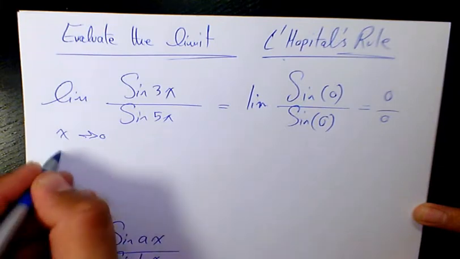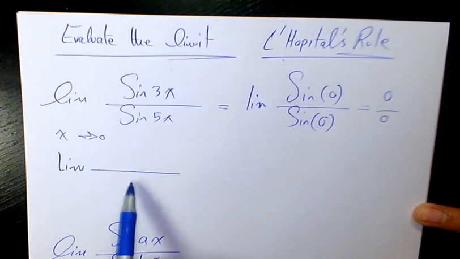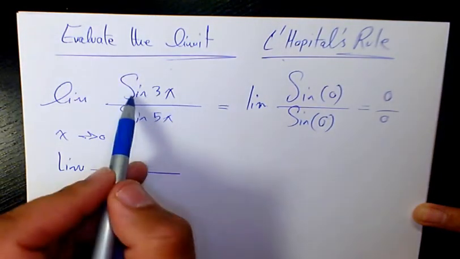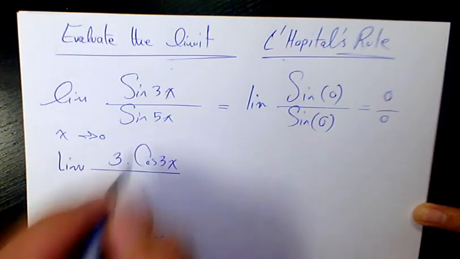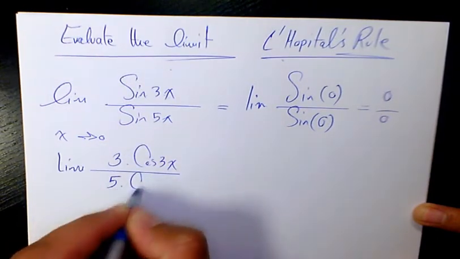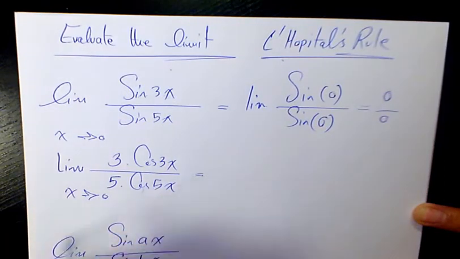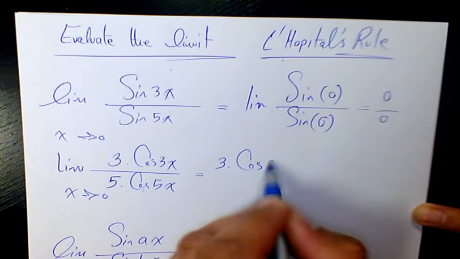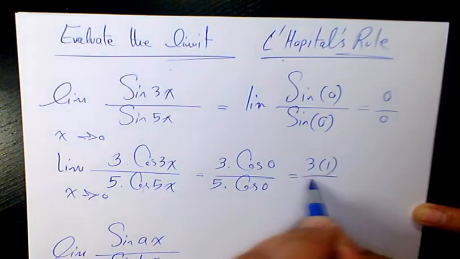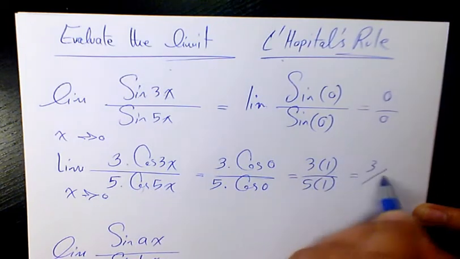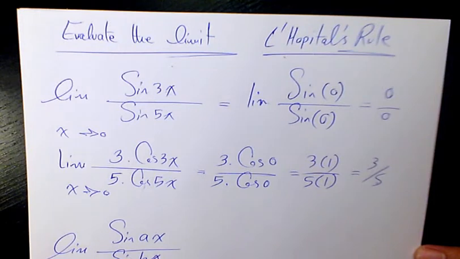L'Hopital's rule is saying that the limit will be equal to the derivative of the numerator divided by the derivative of the denominator. The derivative of sine 3x will be 3 times cosine 3x. The derivative of sine 5x is 5 times cosine 5x when x is going towards 0. That's going to be 3 times cosine 0 over 5 times cosine 0. That's 3 times 1 over 5 times 1, 3 over 5. That's going to be the final answer.